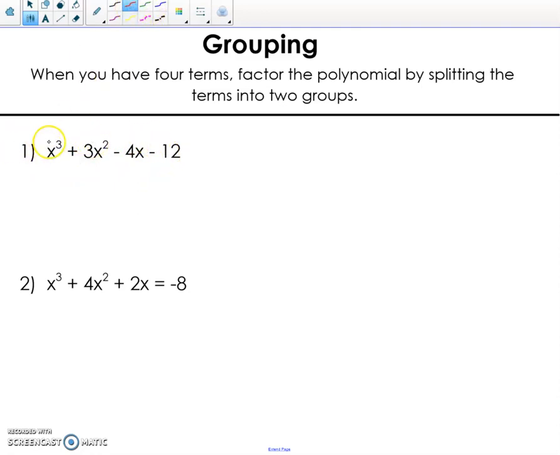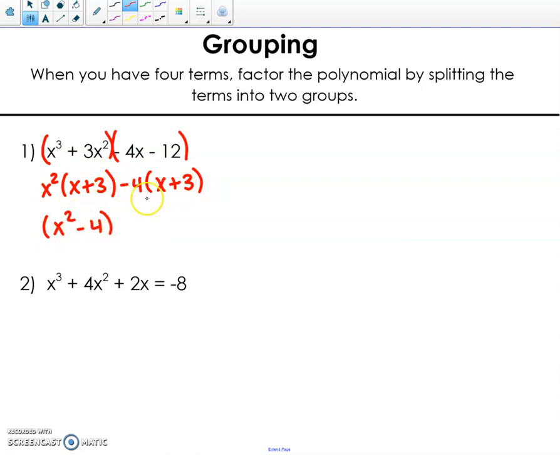All we're going to do here is group the first 2, group the second 2. Again, notice number 1 does not have an equal sign, so we're not going to solve it. All we're going to do is factor it. We take out the GCF from the first grouping, which is x squared, and we're left with x plus 3. We take out the GCF from the second grouping, which is negative 4, and we're left with x plus 3. Again, these should match, and they do. So we take our 2 outside terms and put them together. That's x squared minus 4. The 2 inside terms, count it once, so x plus 3.